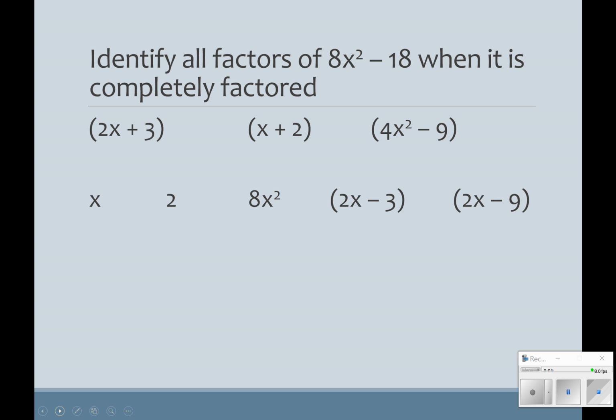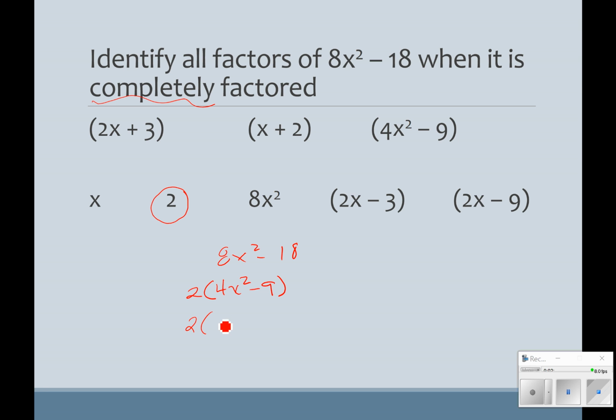I've seen one of these kinds of problems on every released test that was given. And remember, we want to completely factor. So the first thing I'm going to do is factor out the greatest common factor of 2. If I factor out 2, I'm left with 4x squared minus 9. A lot of people jump right at this 4x squared minus 9 and the 2. Well, the 2 is definitely factored all the way, but the 4x squared minus 9 is a difference of squares, and it can be factored as well.